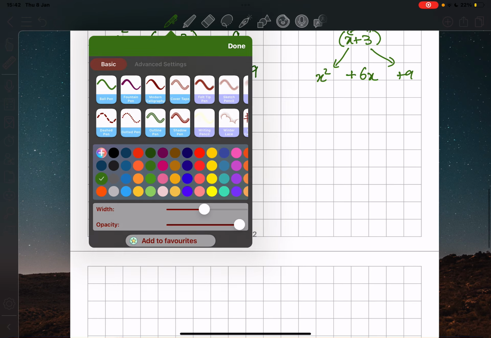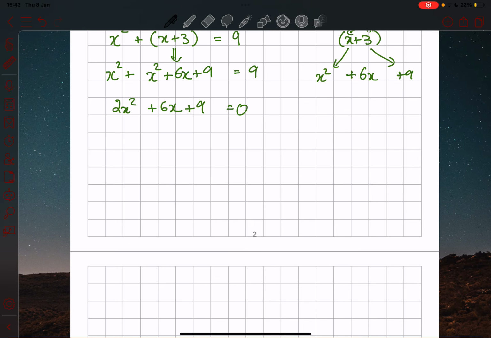We've got a quadratic equation. We're going to try to solve this. So multiply the 9 all the way. So we get x squared plus 6x plus 18 equals 0.